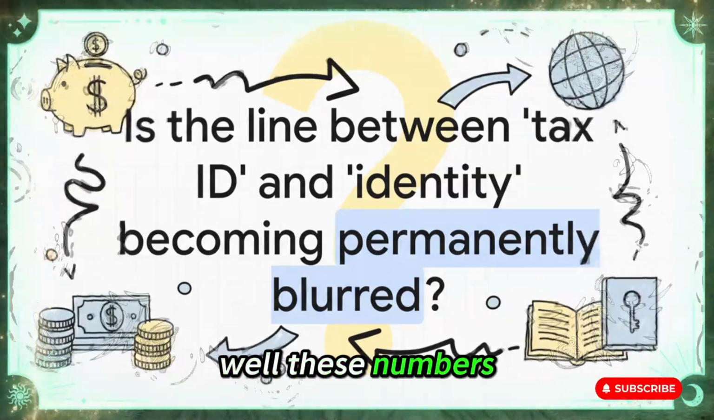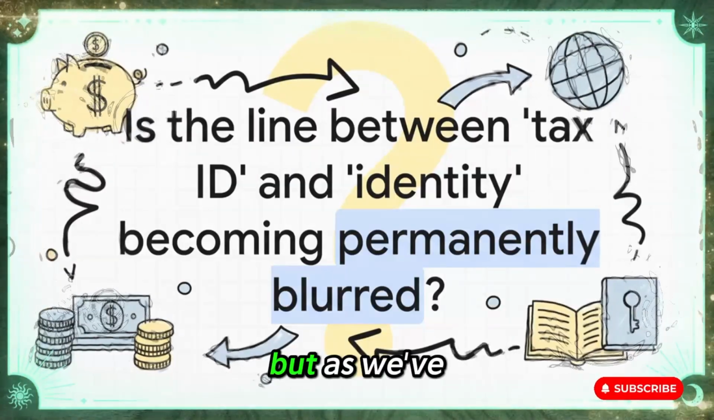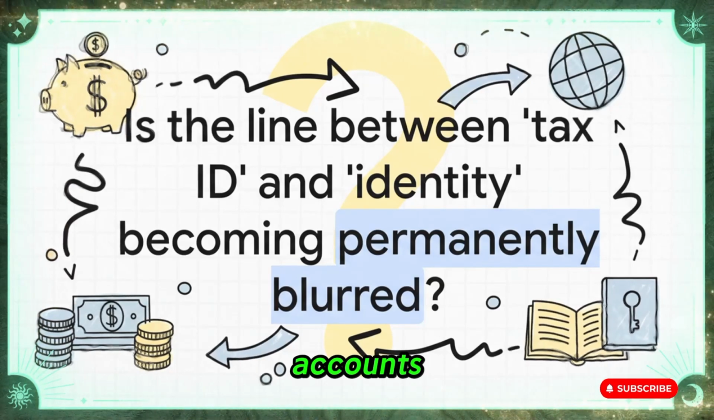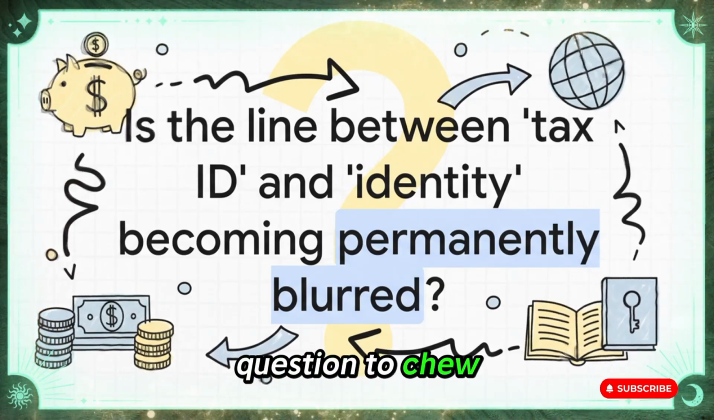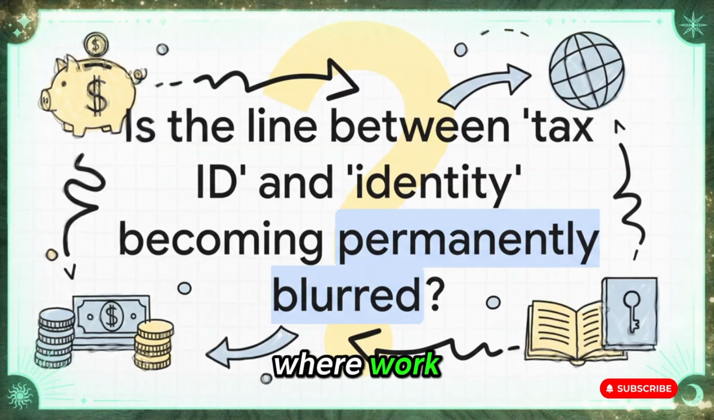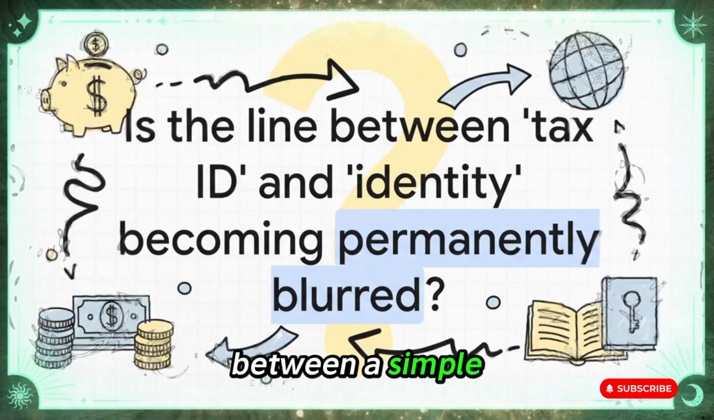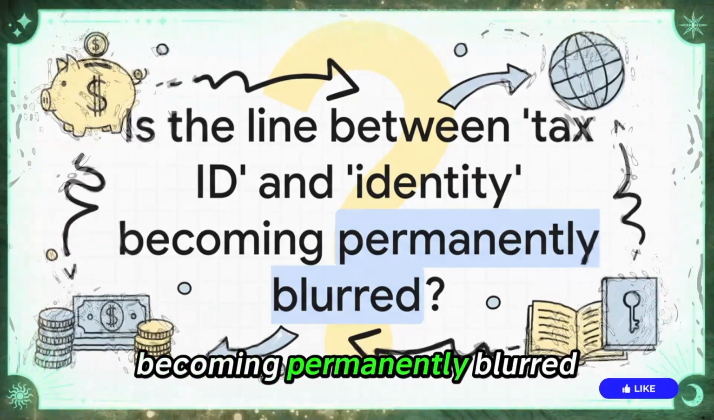So where does that leave us? Well, these numbers started out as simple tools just for processing taxes. But as we've seen, they're now being used for things like opening bank accounts, even getting a mortgage. Which leaves us with a final question to chew on. In a world where work and investment are more global than ever, is that line between a simple tax ID and a broader financial identity becoming permanently blurred?